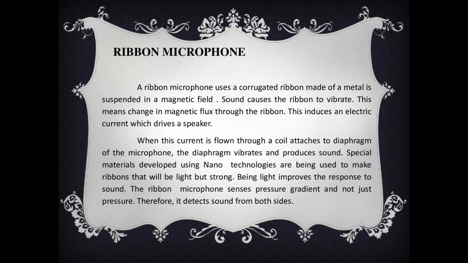When this current flows through the coil that is attached to the diaphragm of the speaker, the diaphragm vibrates and produces the sound. A special material developed using nanotechnology is being used to make the ribbon that will be light but strong. Being light improves the response to the sound. The ribbon microphone senses the pressure gradient and not just the pressure. Therefore, it detects the sound from both sides.